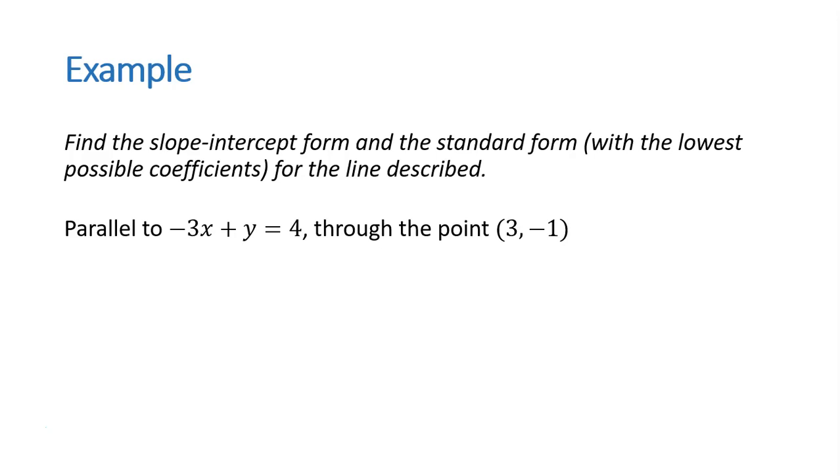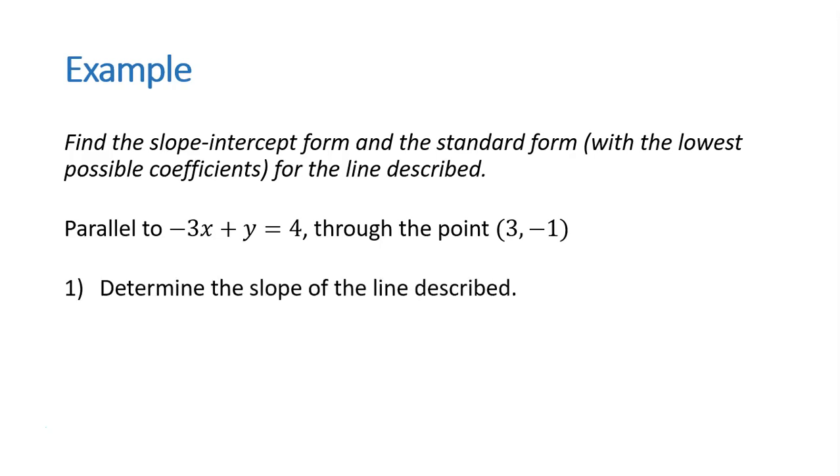So remember, when we're finding an equation of a line, we're using point slope. In order to use point slope, we need a point and we need a slope. Well, we're given the point is 3, -1. We're not exactly given the slope, but what we are told is that the line we want is parallel to a line we know. So if we can determine what the slope is of the line we're given, then we can use that to determine the slope of the line we want.